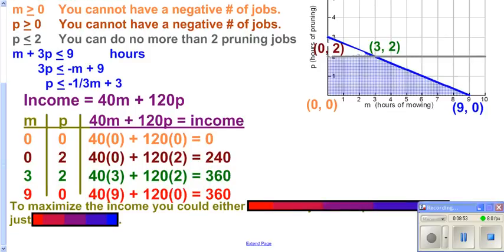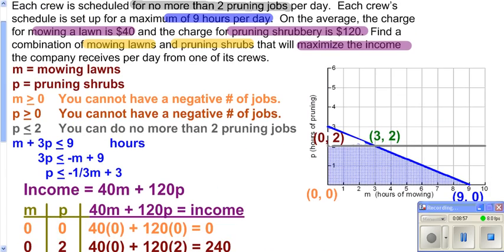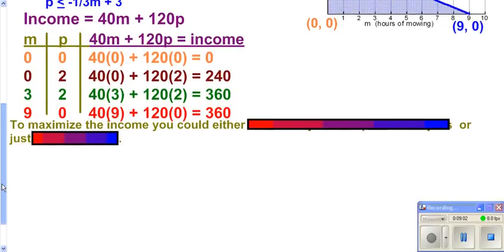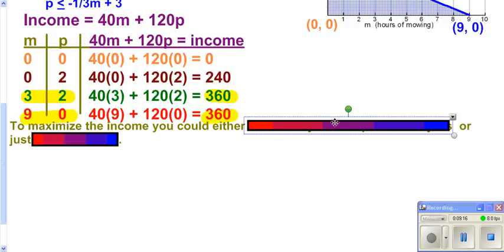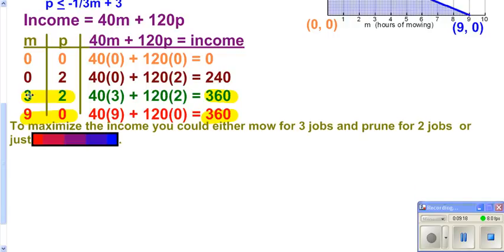And once again, the problem stated that we were trying to maximize. So we're looking for the maximum. Well, in this case, we actually have 2 situations. So you really have 2 different answers. Most of the time, there'll only be 1 maximum or 1 minimum. So you could have the first situation where you have 3 mowing jobs and 2 pruning jobs. That's what we're saying here. Or you could have the last situation, which is just 9 mowing jobs.